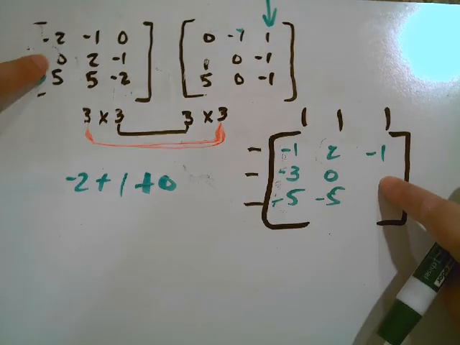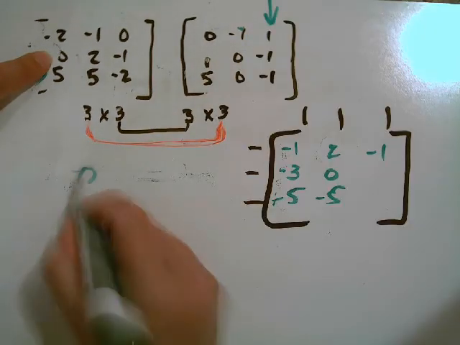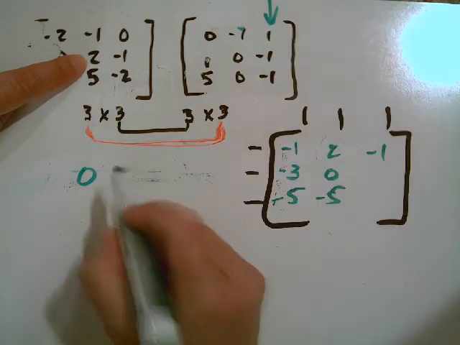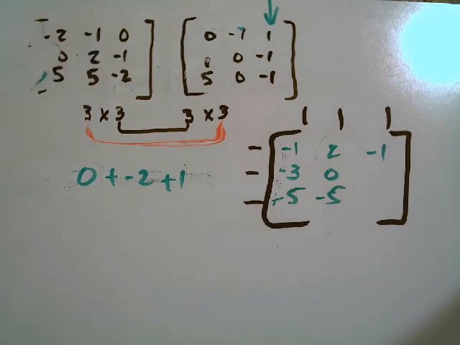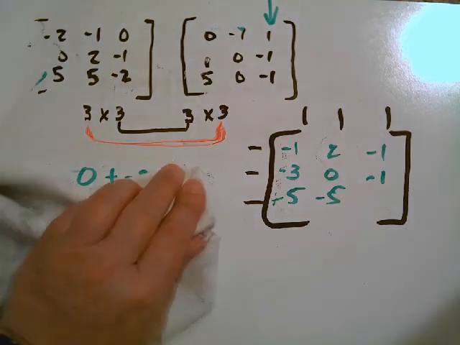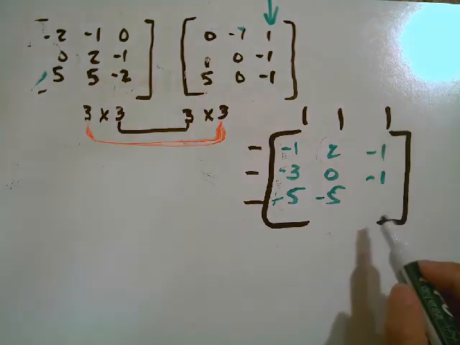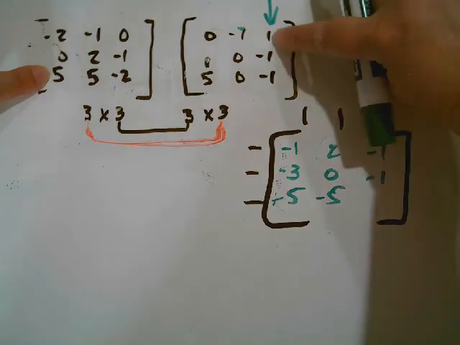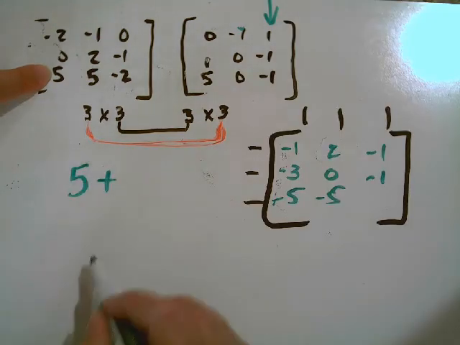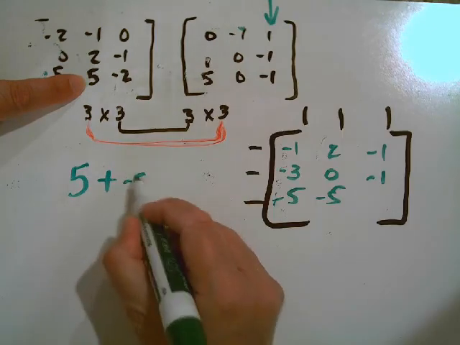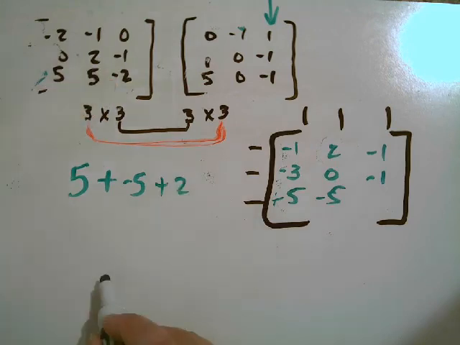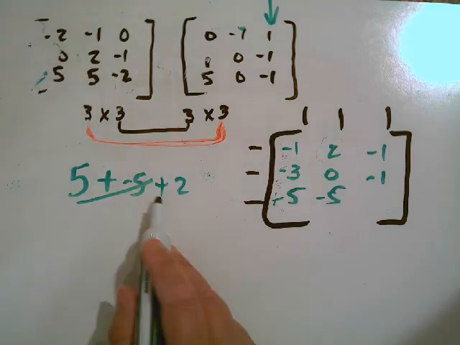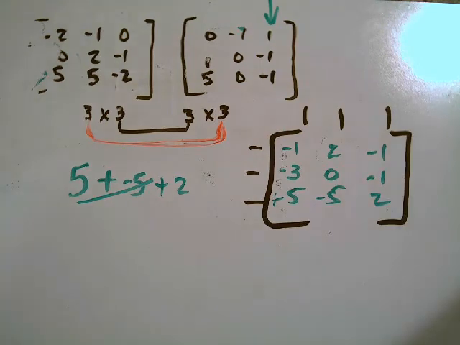Row 2, column 3. 0 times 1 is 0. 2 times -1 is -2. And -1 times -1 is +1. So in that spot, I have -2 plus 1, which is -1. Last spot, row 3, column 3. 5 times 1 is 5. 5 times -1 is -5. And -2 times -1 is +2. So this goes to 0 plus 2, which is 2. So there's my answer.